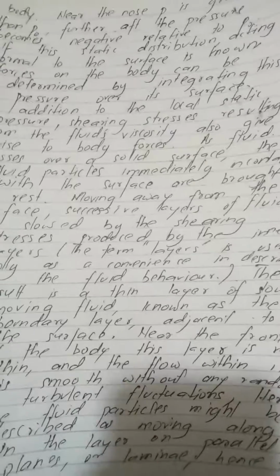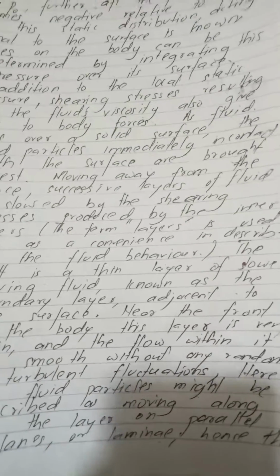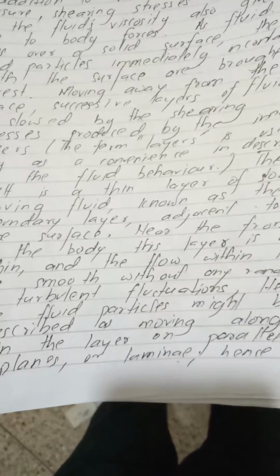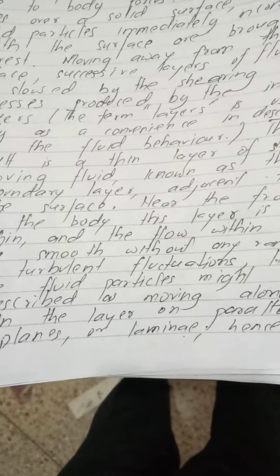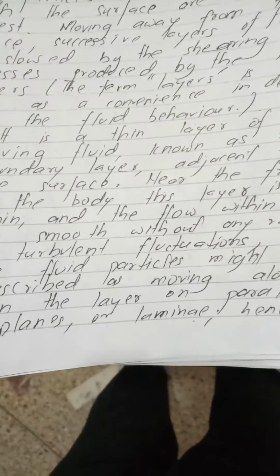As fluid passes over a solid surface, the fluid particles immediately in contact with the surface are brought to rest. Moving away from the surface, successive layers of fluid are slowed by the shearing stresses produced by the inner layers. The term layers is used only as a convenience in describing the fluid behavior. The result is a thin layer of slower moving fluid, known as the boundary layer, adjacent to the surface.